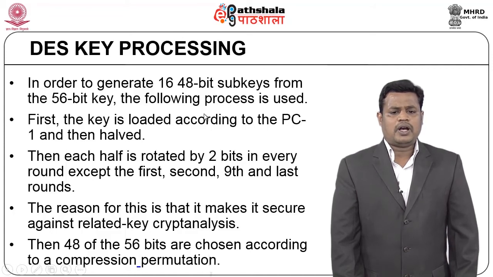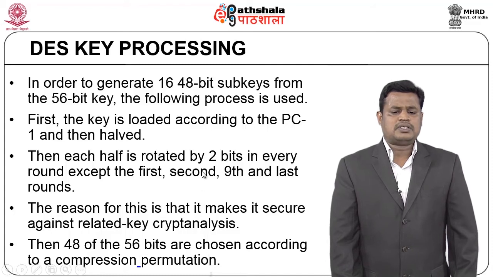First, the key is loaded according to PC1, that is permutation choice 1, then it is halved, that means it is divided into 2 halves. Then each half is rotated by 2 bits in every round except the first, second, ninth and last round. The reason for this is to make it secure against relatively simple key cryptanalysis. So even though they know some of the partial key, it is very difficult to guess what the round key would be. Then 48 out of 56 bits of the key are chosen according to the compression permutation.